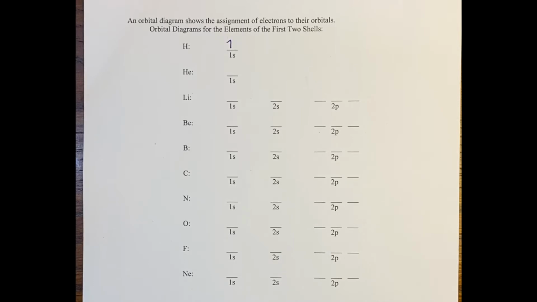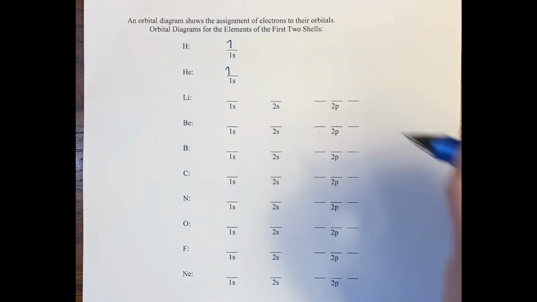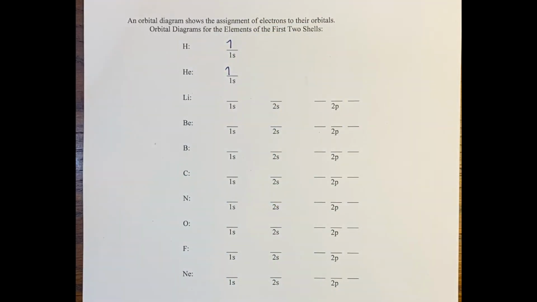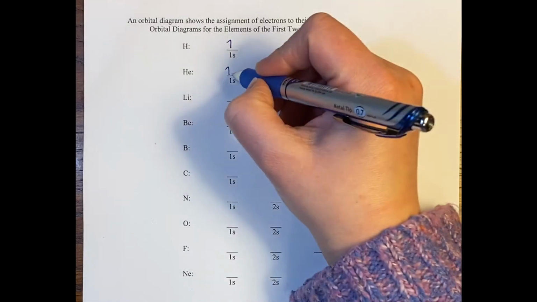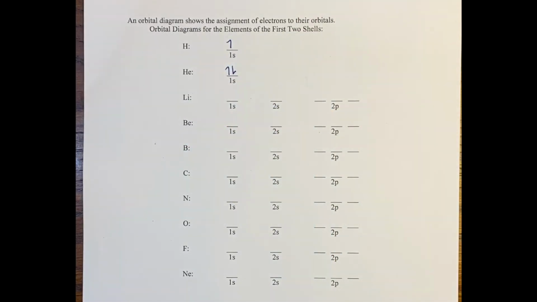Helium, its atomic number is 2. As I place the electrons into orbitals for helium, I'm going to place electron number 1 into the 1s orbital, just as I did for hydrogen. Electron number 2 then also goes into the 1s orbital, completing the 1s orbital. It is now filled. The first shell of electrons is also filled for helium.